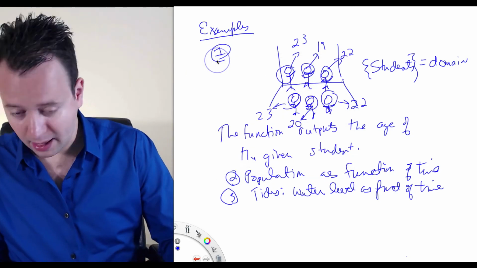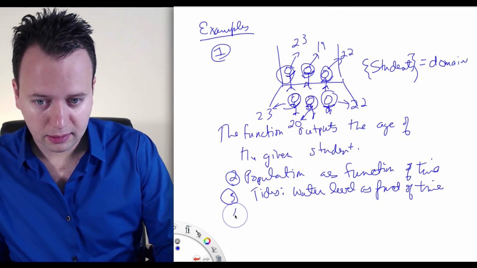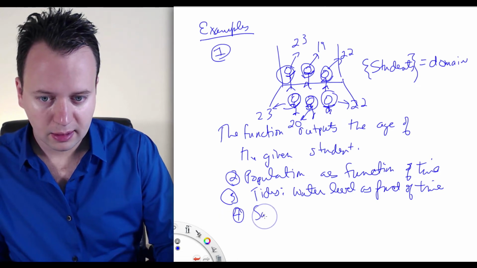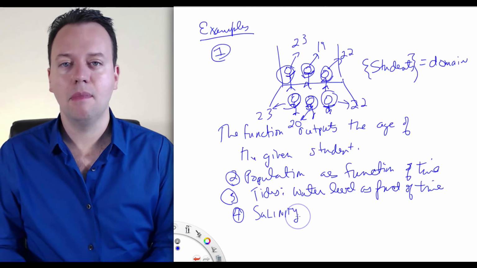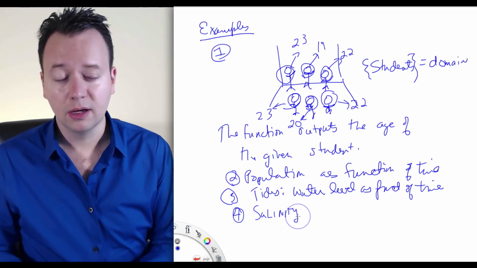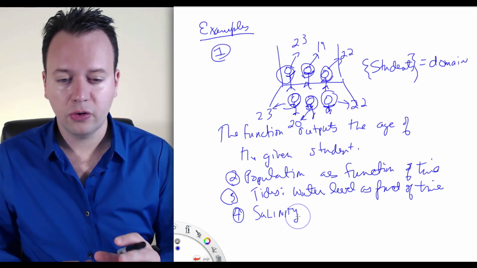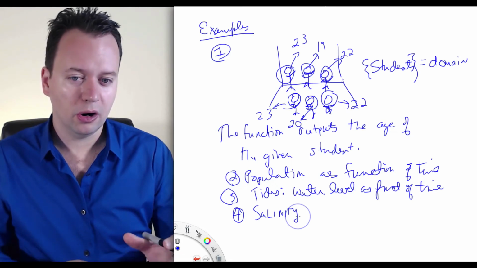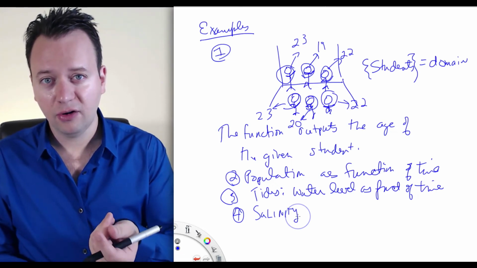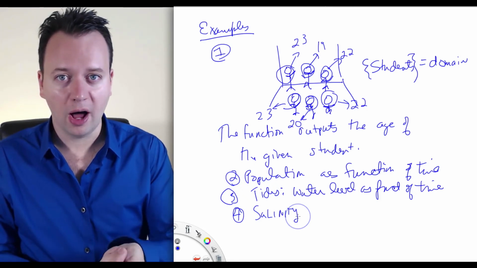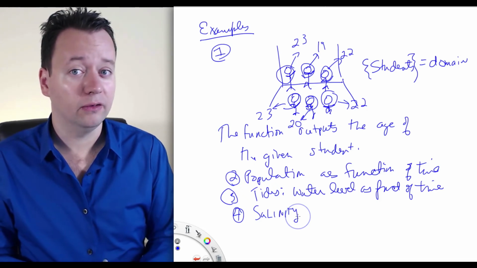The next example is a little bit different. Salinity. Now, salinity is basically a measure of salt concentration. So even though the units in the graph that I'm about to show you are a little bit different, you can think of this as grams per cubic centimeter. So for every amount of volume in the water, how much salt is dissolved in that water?